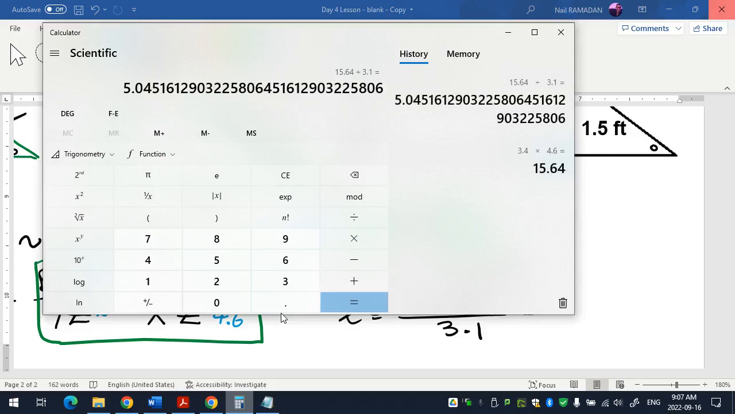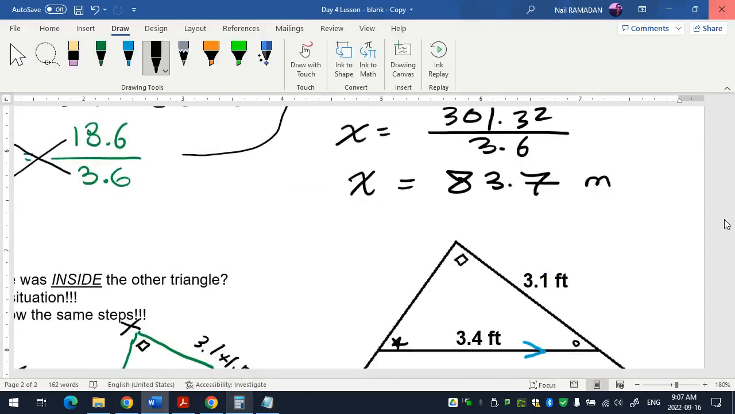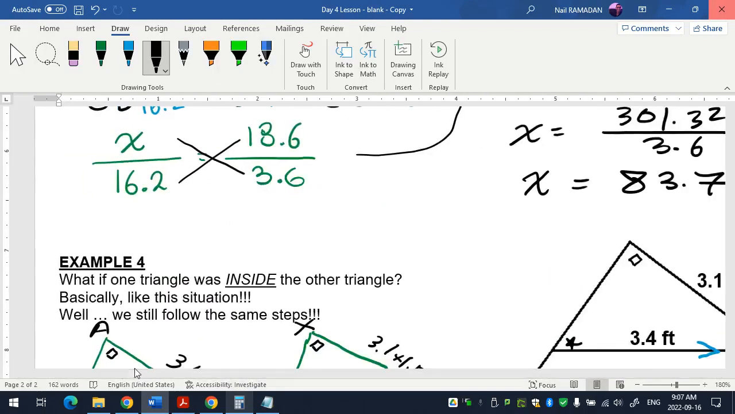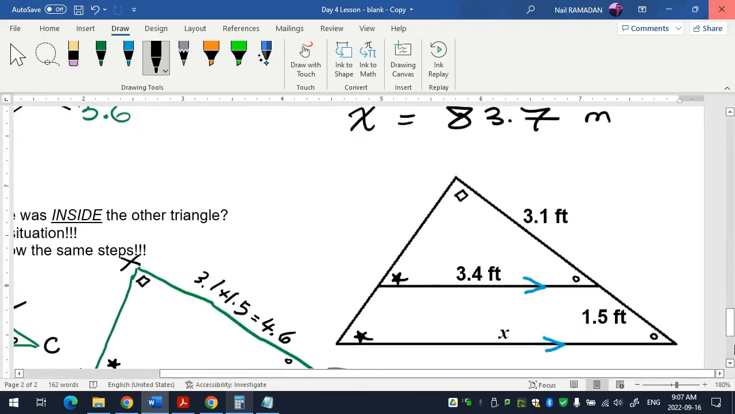Now, what is the rounding situation? Oh, did I say? I didn't say. So how do you decide? Look at all the numbers that we have. What numbers do we have? We have 3.1 with one decimal, 3.4 with one decimal, 1.5 with one decimal, which means what? You also keep it to the same idea, one decimal.